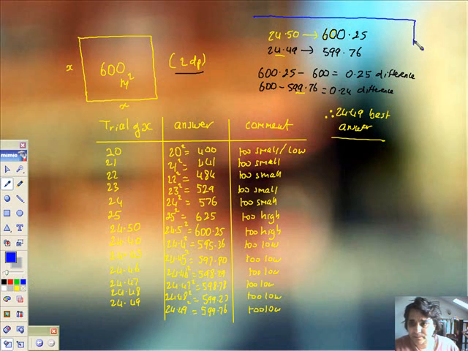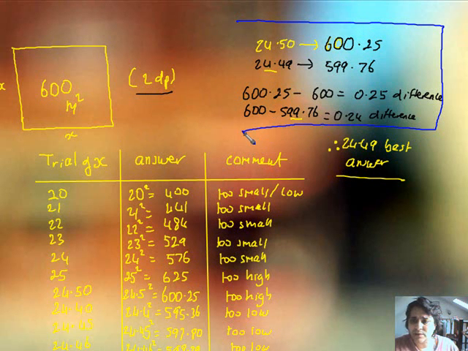Doing these steps is really important in order to get a firm conclusion and demonstrate to the examiner you're not actually guessing which one you think is closer, you're showing which one is closer. So we have an absolute difference for 24.49 of 0.25 as opposed to 0.24. 0.24 wins and therefore is closer to the area that we're requiring.